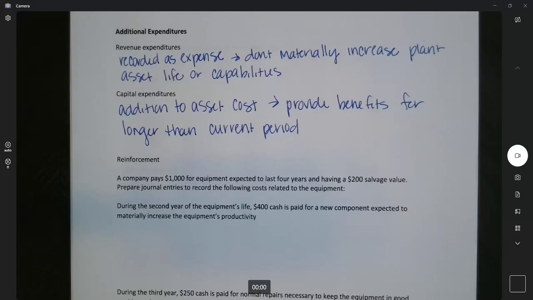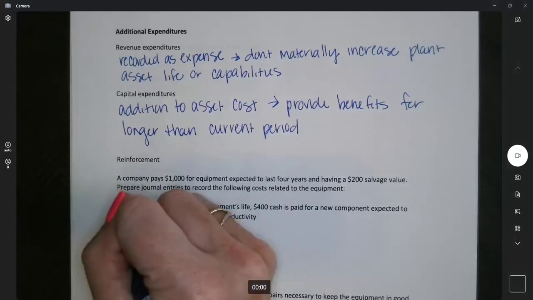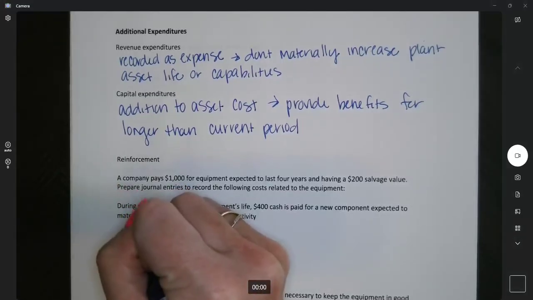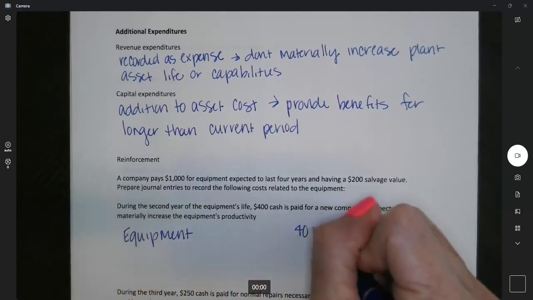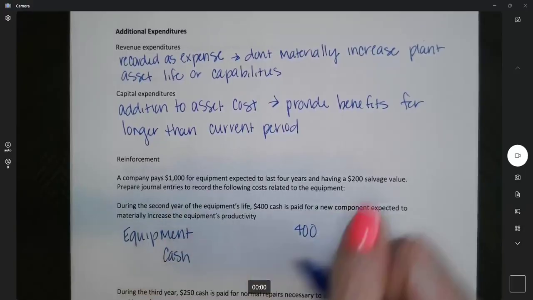We have a company that pays $1,000 for equipment that's expected to last 4 years and has a $200 salvage value. We're going to prepare the journal entries to record the following costs related to the equipment. In the first one, during the second year of the equipment's life, $400 in cash is paid for a new component expected to materially increase the equipment's productivity. In this scenario, we would increase the asset. We're going to debit equipment, 400. We're going to credit cash, 400.